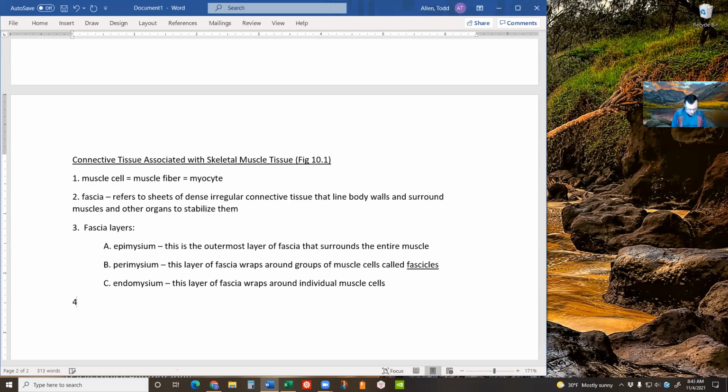Now, what's significant that you appreciate at this point is the following. The epimysium is physically continuous with the perimysium, and the perimysium is physically continuous with the endomysium. By physically continuous, I mean that the perimysium is stitched to the epimysium. The endomysium is stitched to the perimysium.